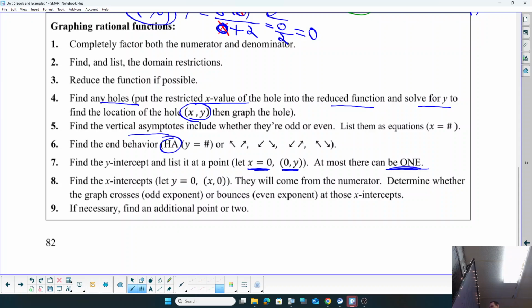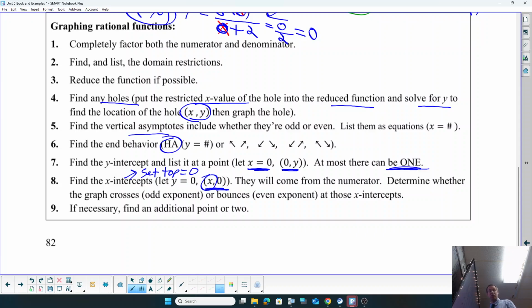Now to find the x-intercept, you set y equal to 0. That will actually come from the top, right? So to find the x-intercept, you set the top equal to 0, as an xy coordinate. And then if necessary, you can use an additional point to help you know if you're above or below the x-axis when graphing. Also, consider whether the multiplicity in the bottom is even or odd.